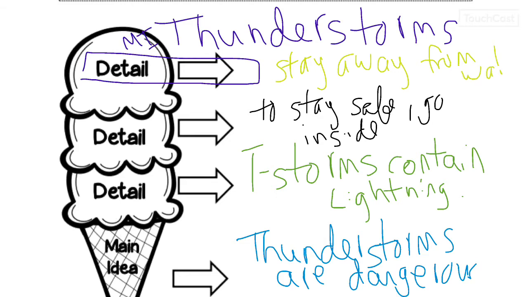So those are all details that support that thunderstorms are dangerous because they contain lightning. You need to go inside because they're dangerous, and you need to stay away from water because they are dangerous.